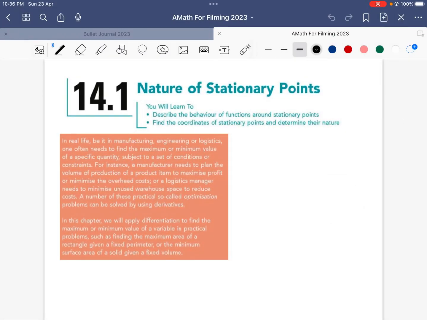Okay, today we're going to cover 14.1, the nature of stationary points, and we'll learn to describe the behavior of functions around stationary points to define coordinates of stationary points and determine their nature. So, first and foremost, just some context. Why in the world do we need to find these nature of stationary points?